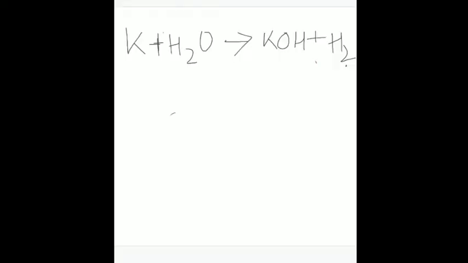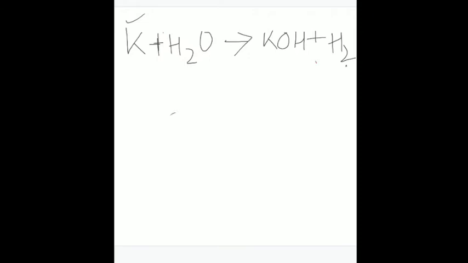Now this is potassium. This is the symbol for potassium. It reacts with water to give you potassium hydroxide and hydrogen gas. Now how do you write the formula of potassium hydroxide? That is KOH. Yes, because potassium has a valency of 1 and the OH radical, the hydroxide radical, again has a valency of 1, so it becomes KOH.